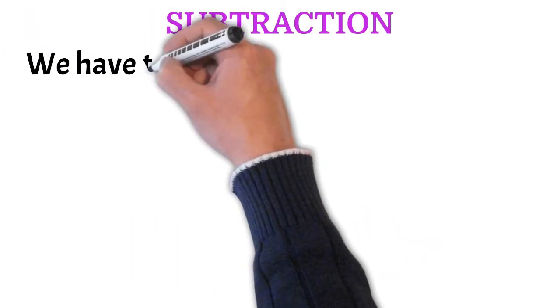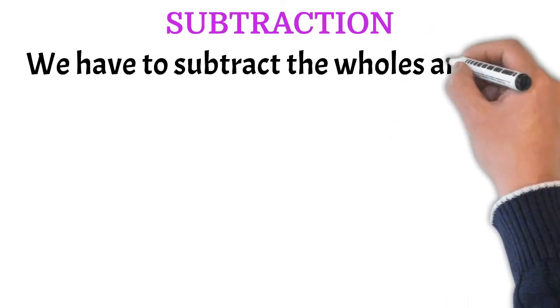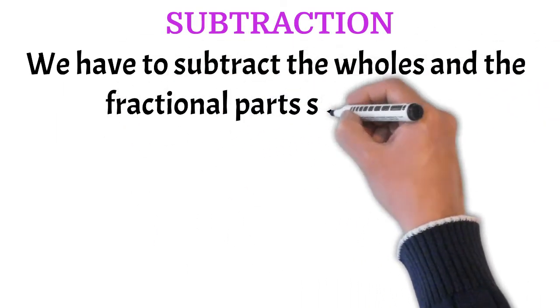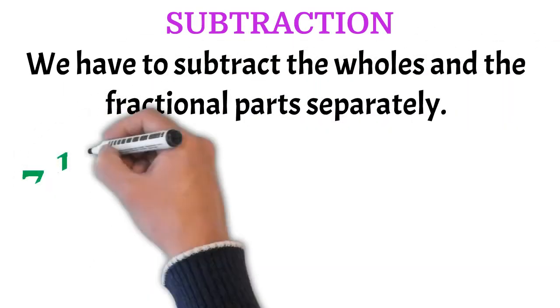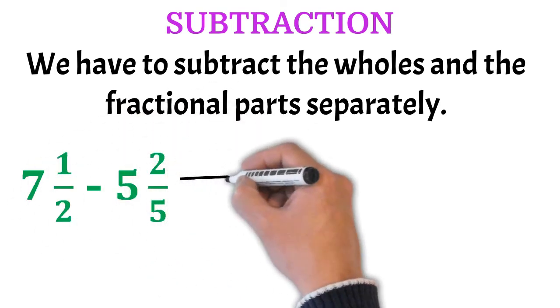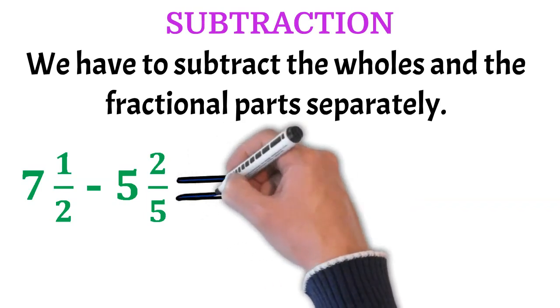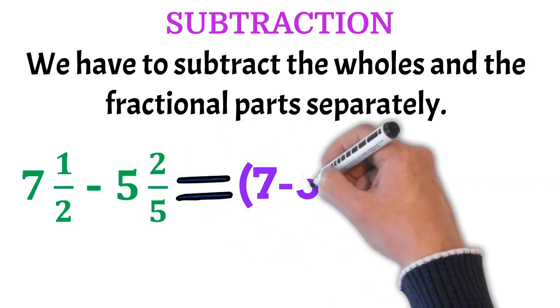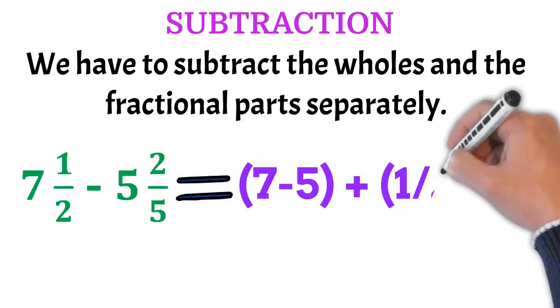Step 1. Now to subtract the mixed fractions, we have to subtract the wholes and the fractional parts separately. It is 7 whole 1 by 2 minus 5 whole 2 by 5 equals 7 minus 5 plus 1 by 2 minus 2 by 5.